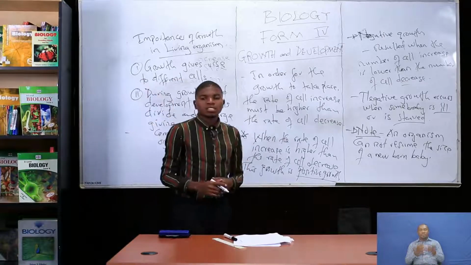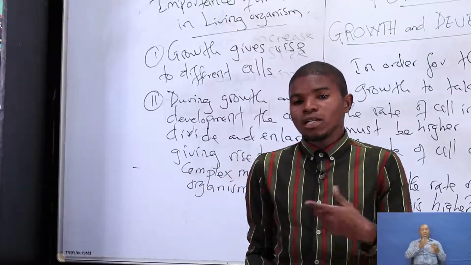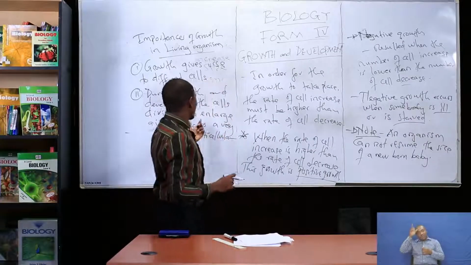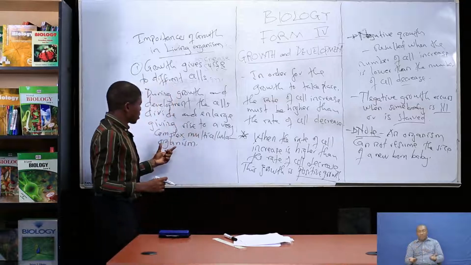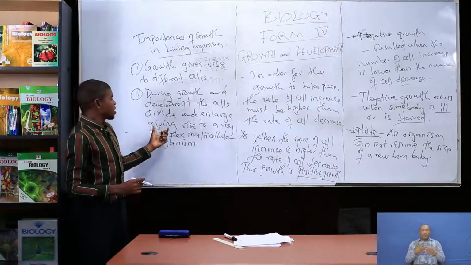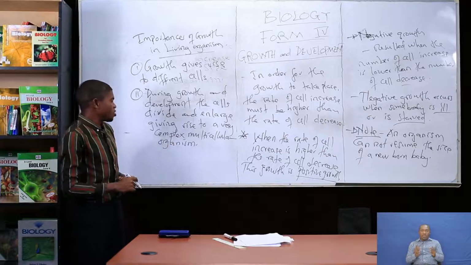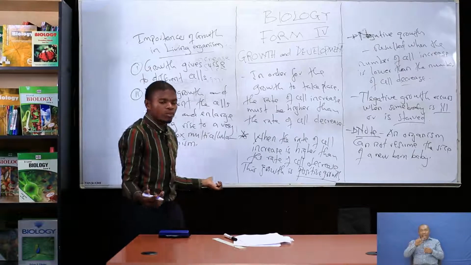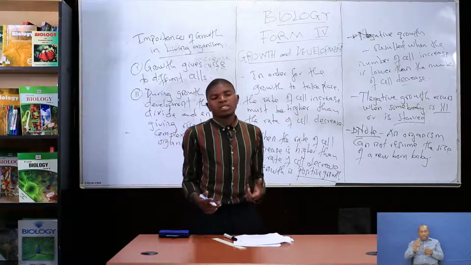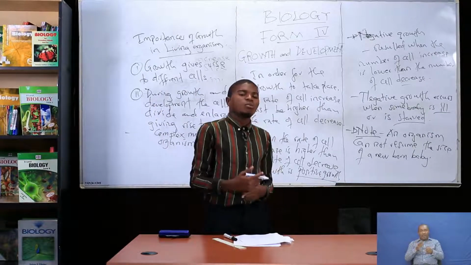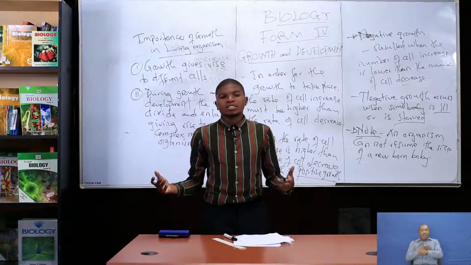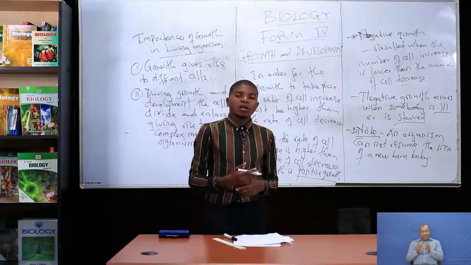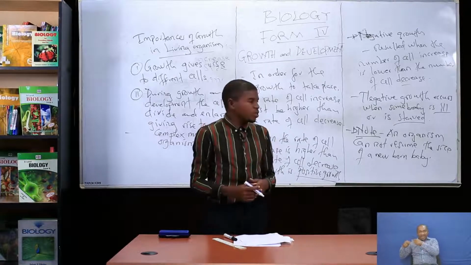Like higher plants, like me and you, like a goat, like a cow. So when growth and development takes place, normally the cells tend to divide and tend to enlarge, which gives rise to a very complex multicellular organism. When you say a complex multicellular organism, it means the organism is now able to fight against diseases, or is now able to adapt to different environments.